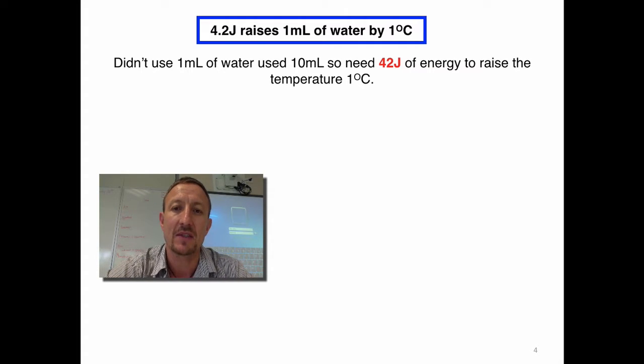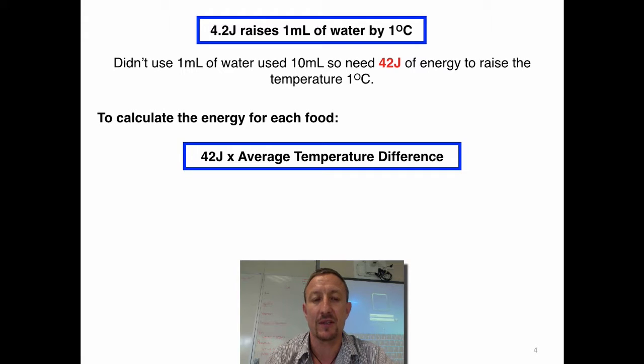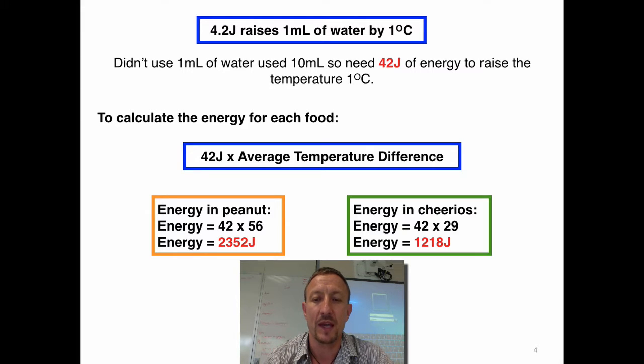So all I now need to do is multiply the temperature difference by 42. To calculate the energy for each food, it's 42 joules times the average temperature difference. So for the peanut, it's 42 times 56, which gives me 2,352 joules. For the Cheerios, it's 42 times 29, which was the temperature difference, which is 1,218 joules. Now, when I compare these two energies together, I will see that peanuts have more energy than Cheerios.